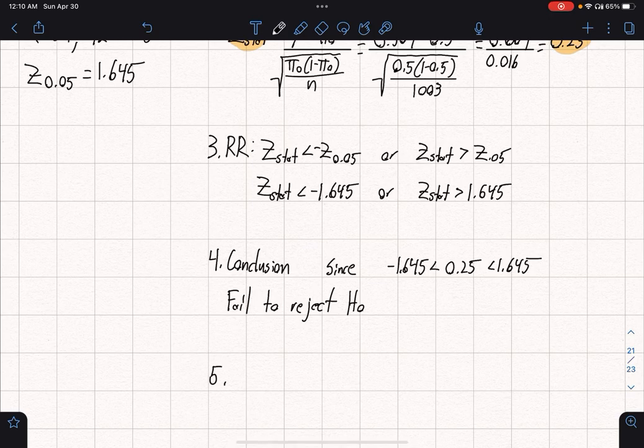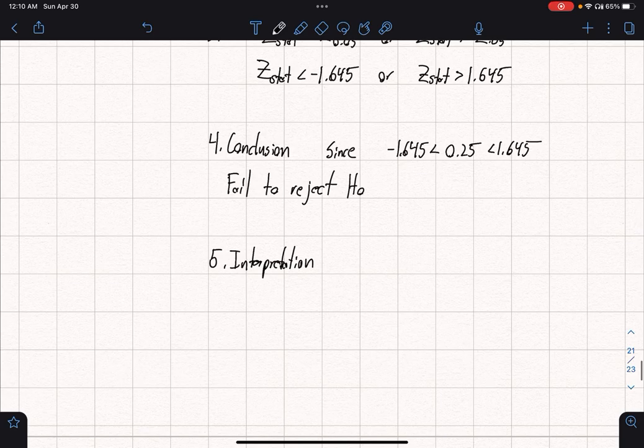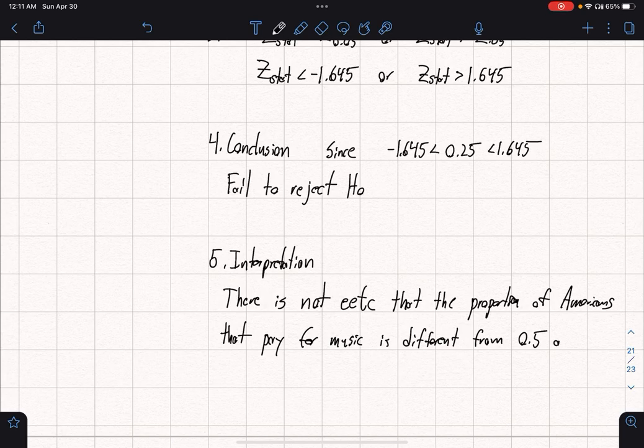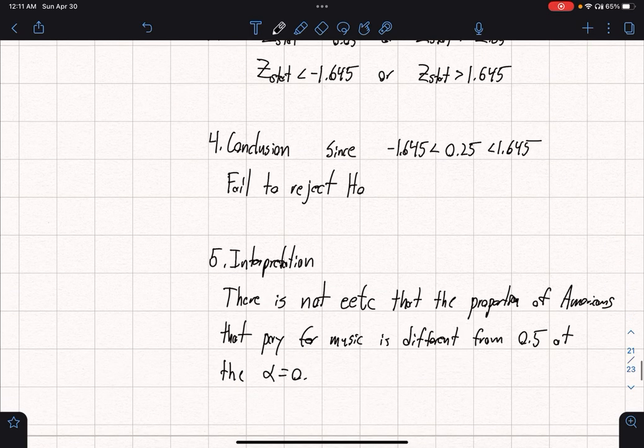Okay, step 5, interpretation. So we would say there is not enough evidence to conclude that the proportion of Americans that pay for music is different from 0.5 at the alpha equals 0.1 level of significance.